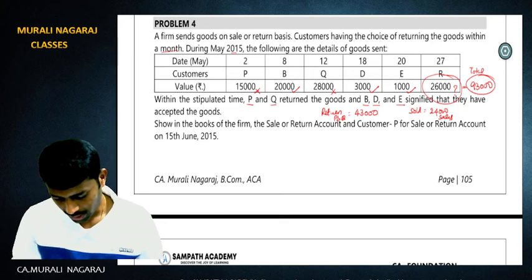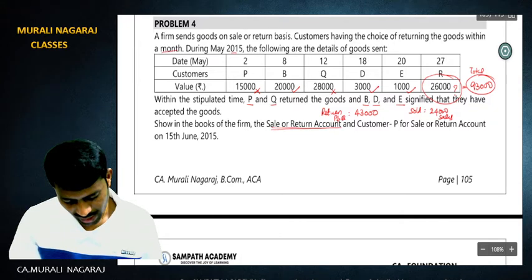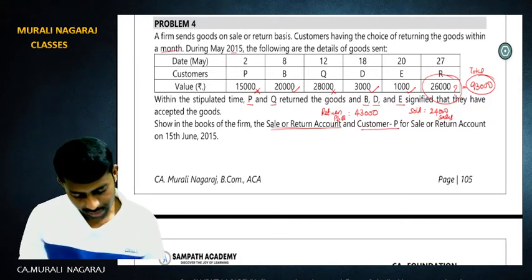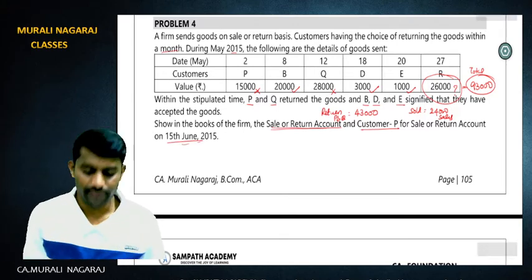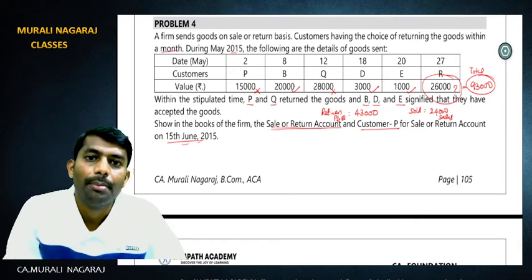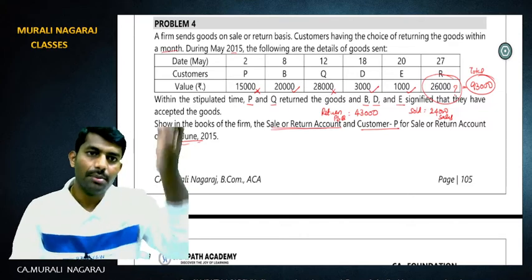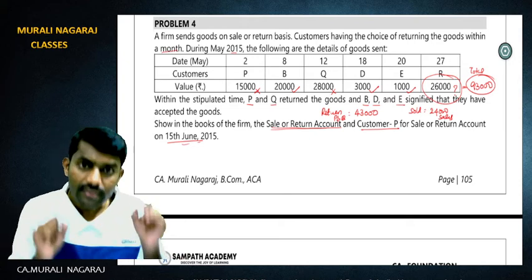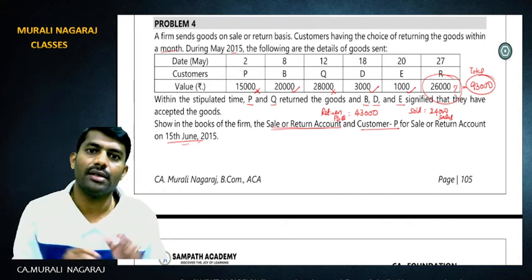Now, show in the books of the firm the sale or return account and customer P's account. So they have asked for the sale or return account on 15th June. Therefore, my cutoff is 15th June. I have sold on 27th May, so 27th May to 27th June is the 30 days' time, but in between 15th June is coming. So to close the books of accounts on that day, this 26,000 which has been sold to R is stock with customer, lying at invoice price.